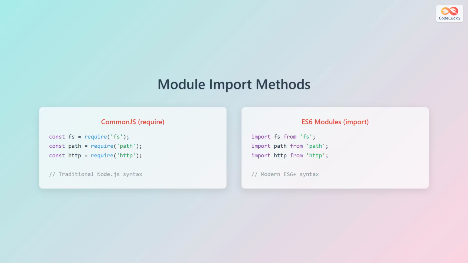There are two common ways to import modules in Node.js. The first way is using the CommonJS syntax using the require function. The second way is using ES6 modules using the import keyword.